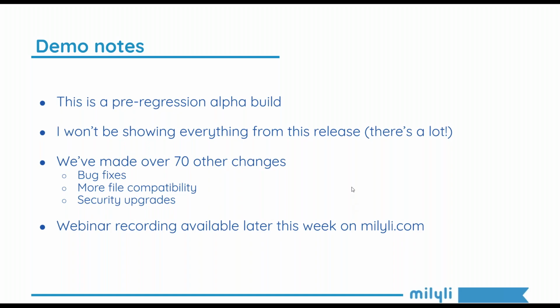And just a couple notes about the demo. First, this is a pre-regression alpha build. So some of the design of some of these things we're actually working to fix right now. So the visual fidelity will be improved in some areas. I'm not going to show everything from this release. There's quite a bit of stuff. We will have the most important things in this demo. And we've made over 70 other changes that aren't a part of this as well. So that includes bug fixes, additional compatibility for different types of Excel files, and some security upgrades. And finally, probably most important, if you want to see this again or share it with your team, the webinar recording will be available on millilily.com later this week.